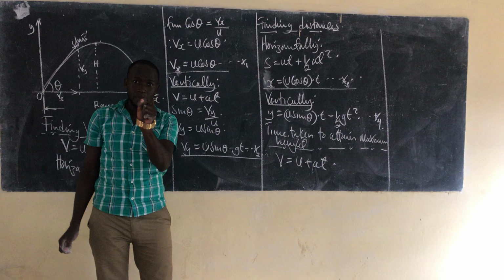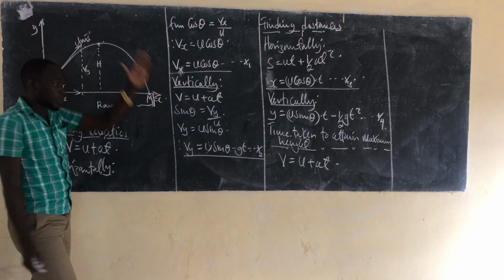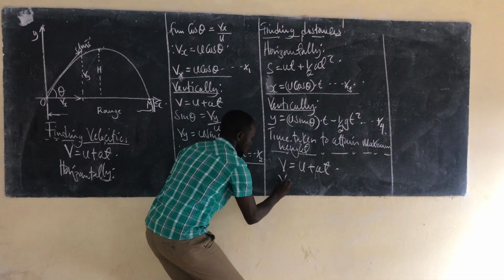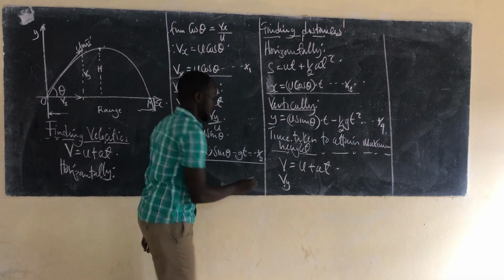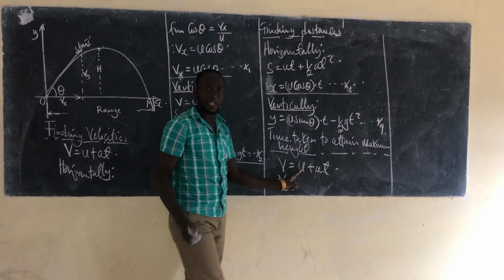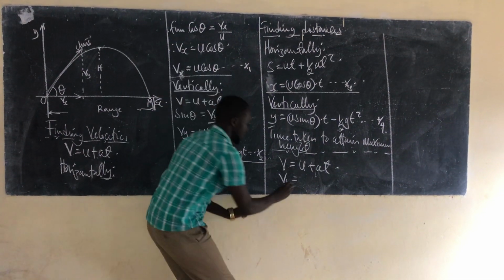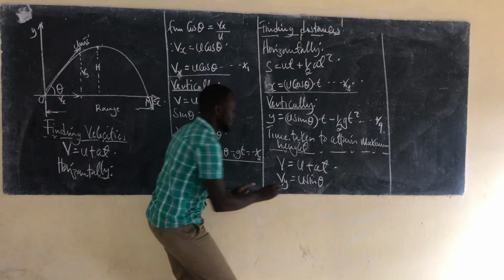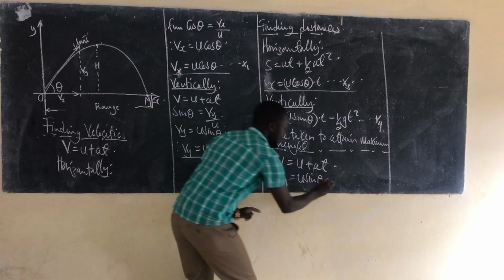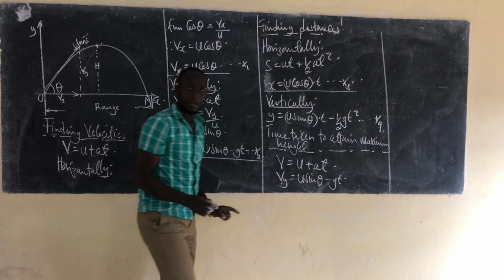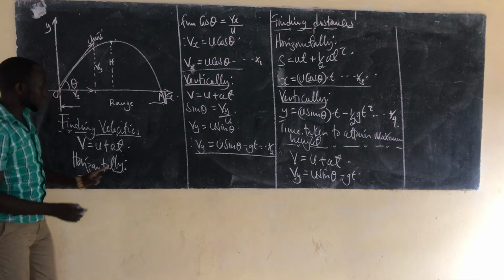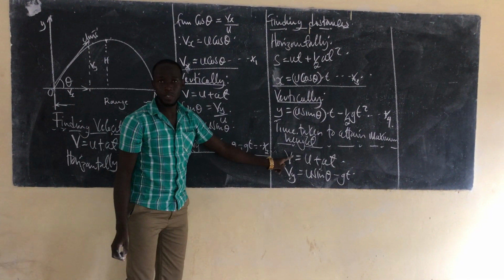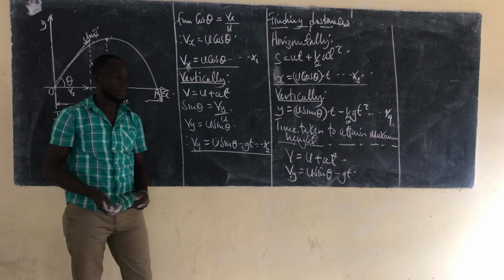Since we are talking about maximum height, we are talking about the vertical movement. If that is the case, we shall have Vy the same as U in relation to vertical movement, which becomes U sine theta, minus g t. Why? Because we are talking about the vertical movement, using the first equation of motion but substituting it vertically.